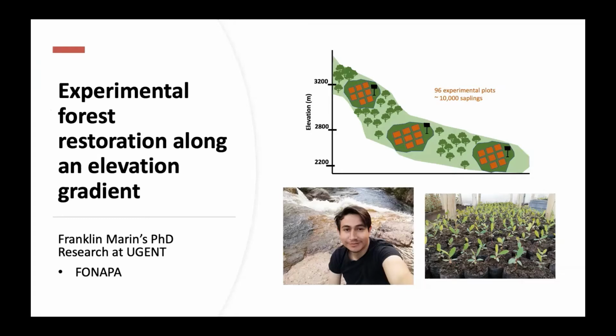Here you can meet Franklin Marin. He is the first PhD student involved fully in our project. He will extend our forest monitoring in restored areas in the south of the country, and he will conduct restoration experiments along an elevation gradient. In this way, we will know what species are more suitable for restoration at different elevations, and we will also know what traits make these species better for restoration. Franklin will work with the fellowship provided by Ghent University.